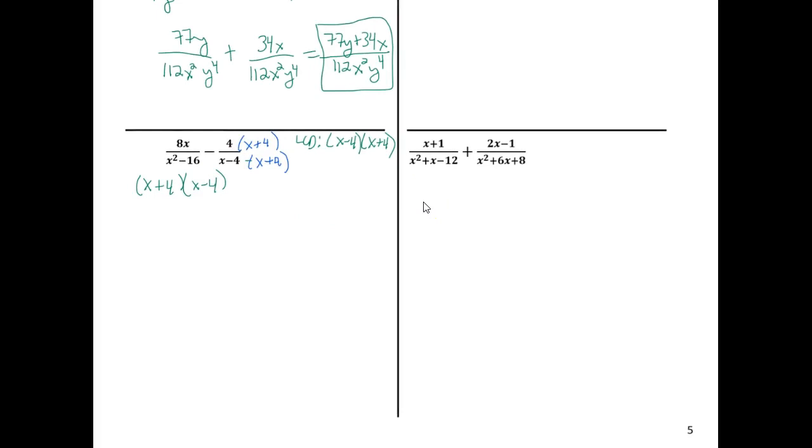And then I'm going to go ahead and distribute that 4 times the x plus 4. So the rational expression on the left will stay the same. X plus 4, x minus 4. I'm going to go ahead and leave the denominator in factored form, since after I add the numerators, I'm going to have to see if anything factors out. So minus, now I have 4x plus 16 when I distribute.